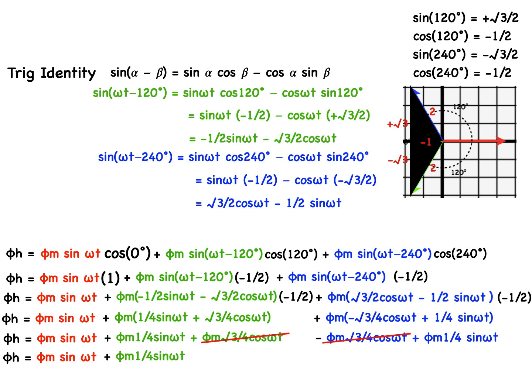Leaving us with phi m sine omega t plus phi m 1/4 sine omega t plus phi m 1/4 sine omega t, which equals 3 over 2 phi m sine omega t, which is equal to 1.5 phi m sine omega t.